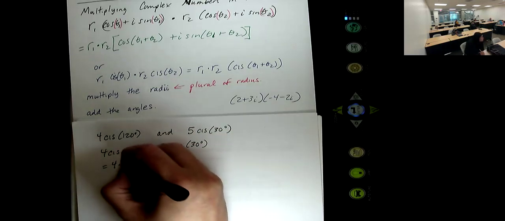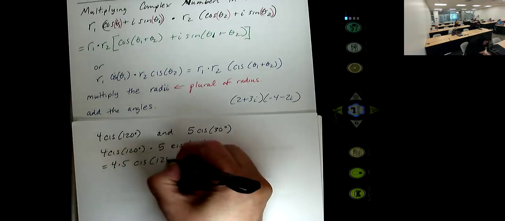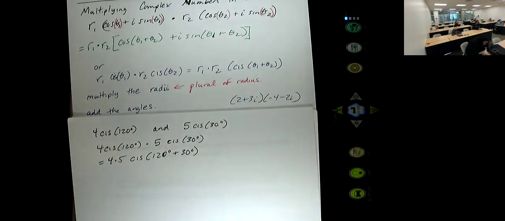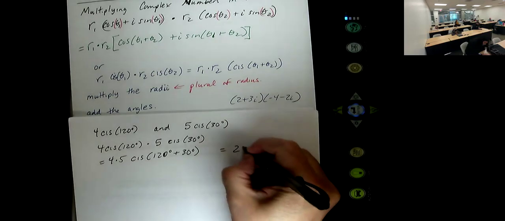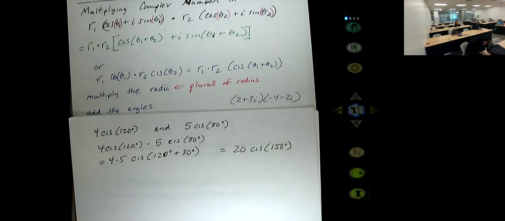We do 4 times 5, and then we do cis of 120 plus 30. Now, I'm sure you can jump to this in one step, but I want to make sure I'm writing it out. So we've got 20 cis 150 degrees. So multiplying these in polar form is really easy, as long as you remember how to do it.